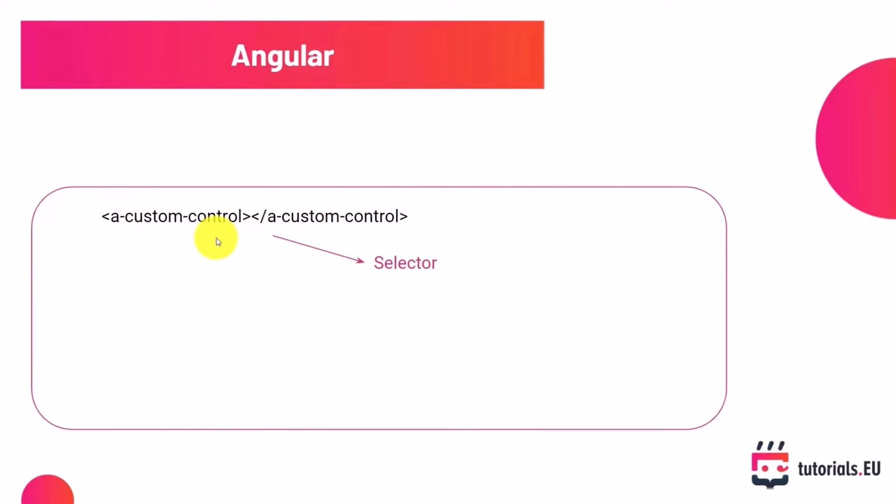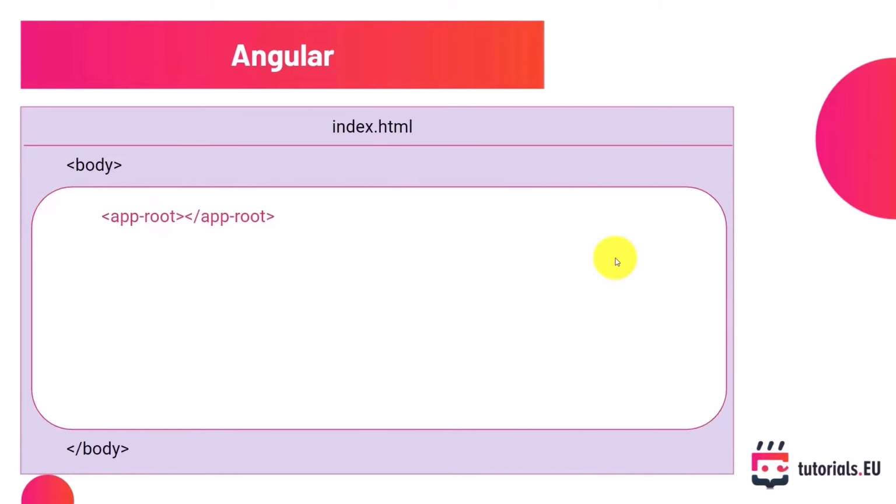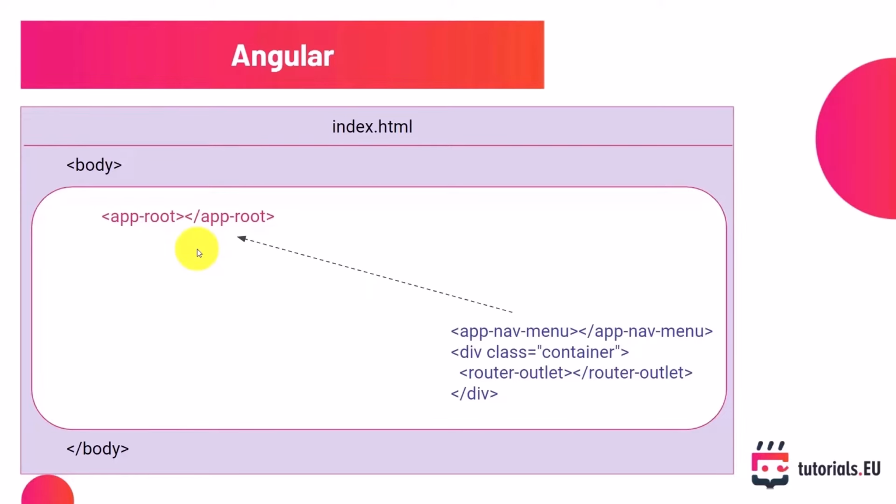Now in Angular, custom tags are called selectors. So this custom type here is a selector. When you create a new Angular project and open the index.html file from your IDE, so Visual Studio, the body tag will contain an app root, and we already saw that in a previous video, and the app root tag acts like a placeholder. And inside of that app root here, Angular puts in the templates that we create when we start our application.